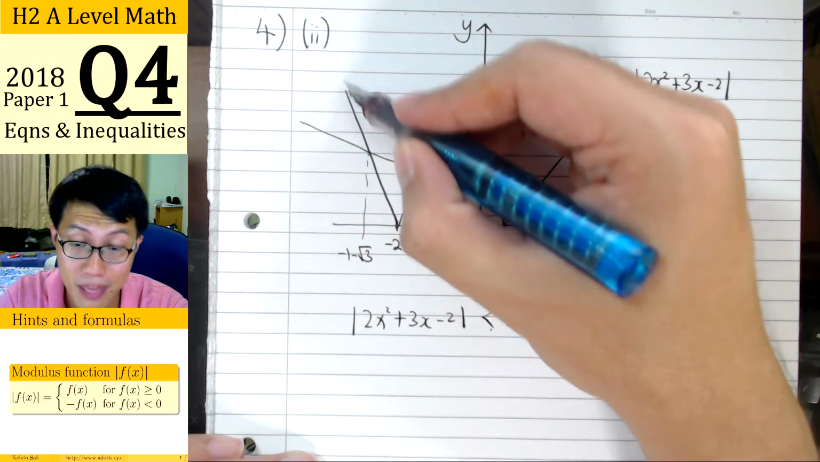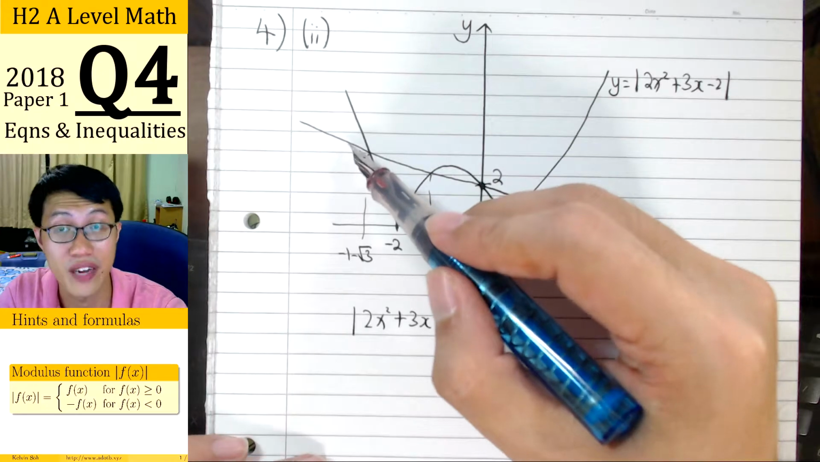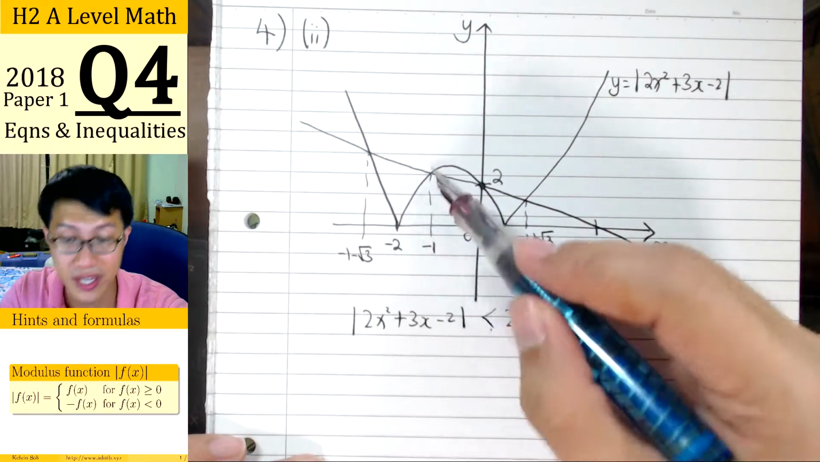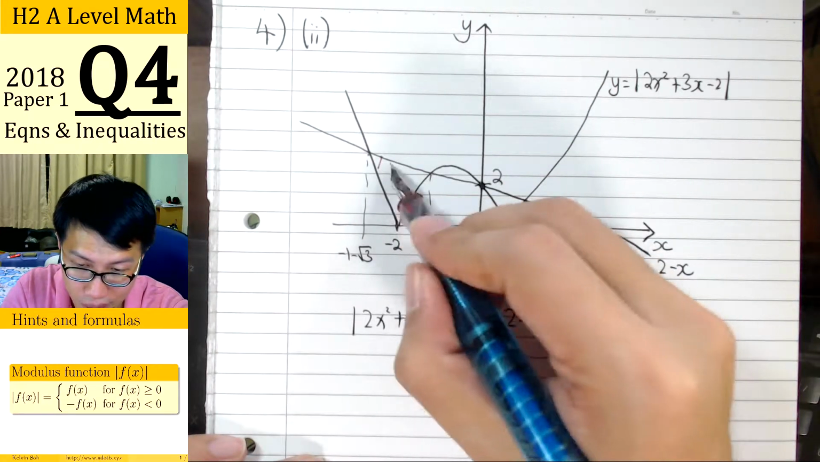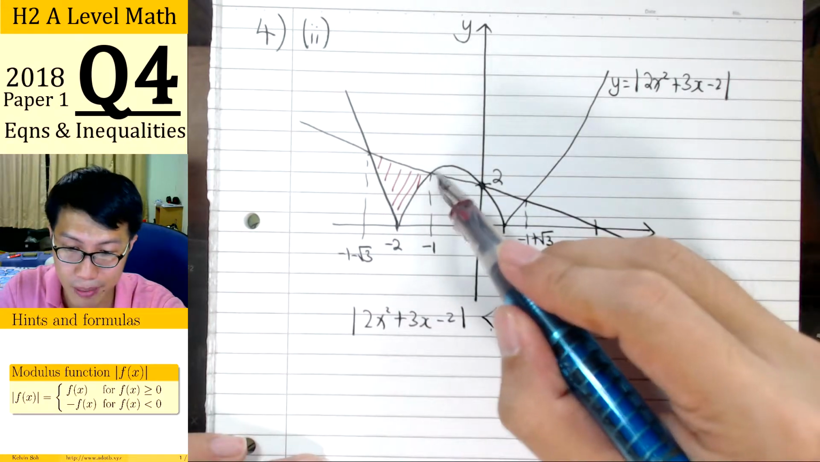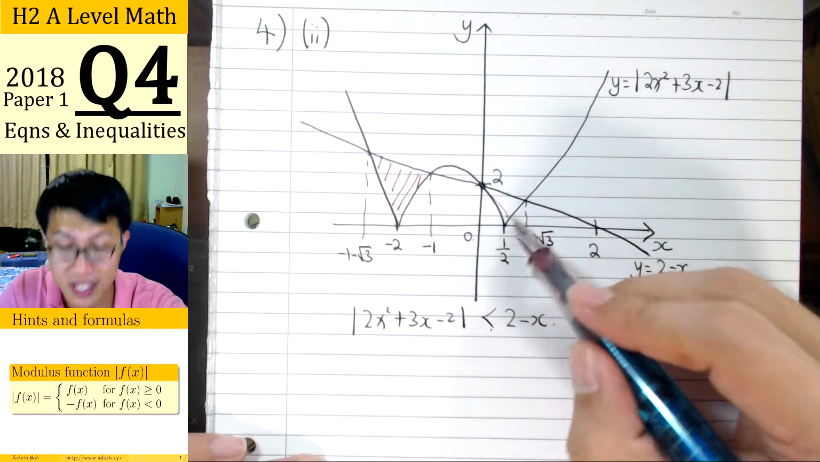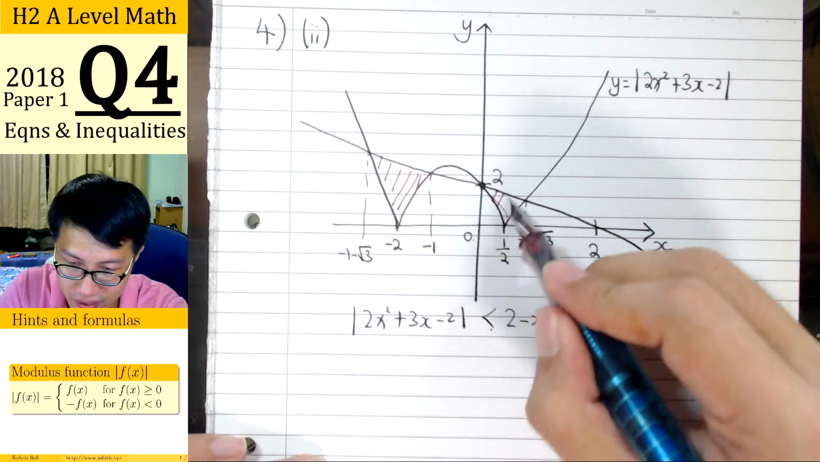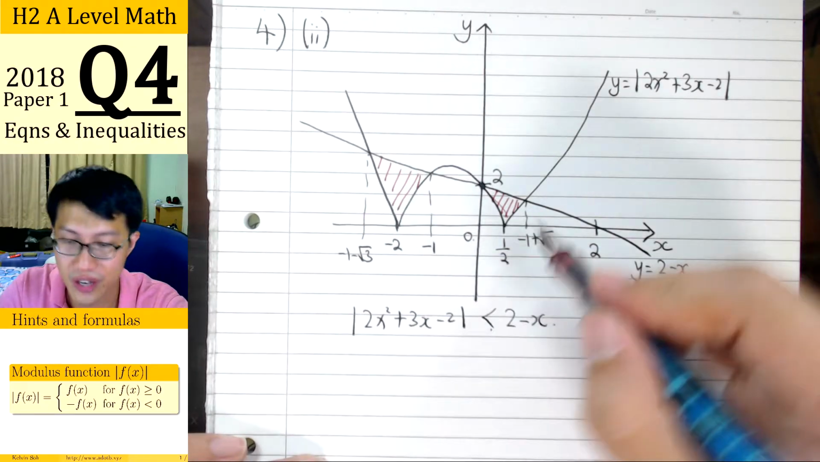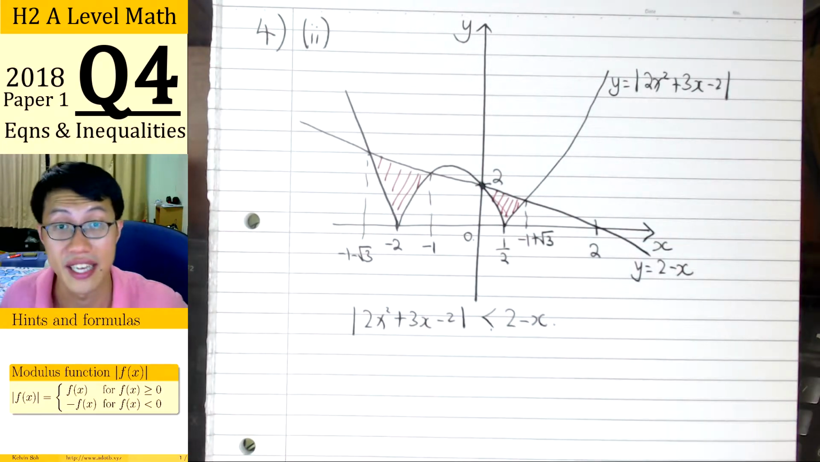On the extreme left side of the graph, the modulus function is higher than the straight line graph. However, for this part over here, it's actually lower. So this part will form our answer, our solution. Okay, this part, the modulus function goes up higher than the line again, but this part is lower yet again. So we have this. So these two red shaded regions are what we want. The final part, the modulus function is again higher than the other guy.